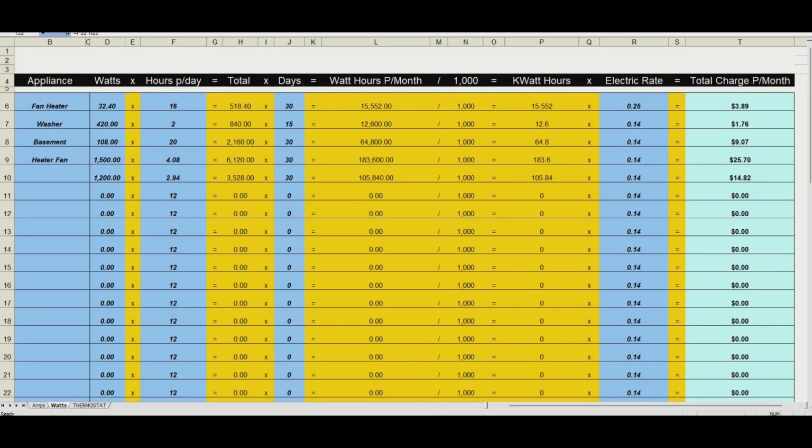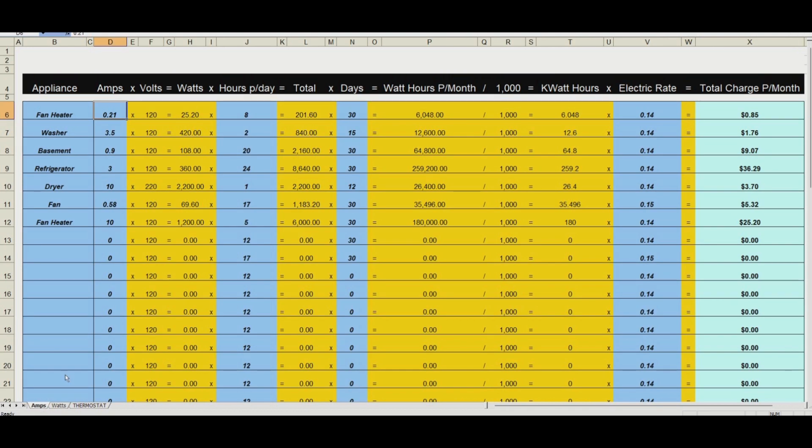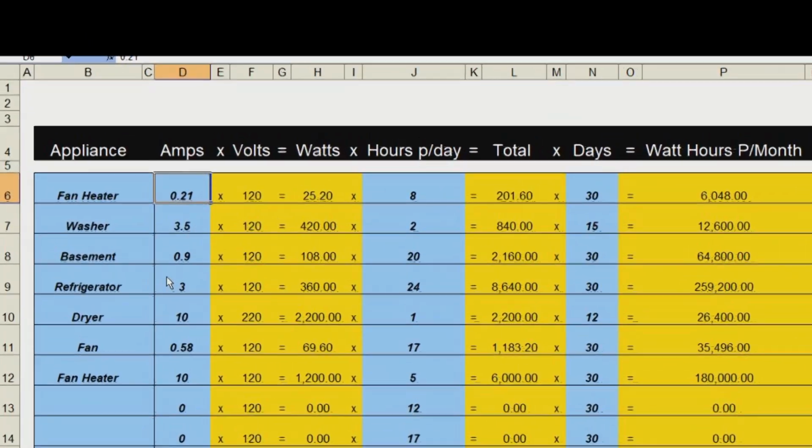So now that we have the amperage for each setting, let's use that information to figure out my cost per month on electricity. Keep in mind that I pay approximately 14 cents for every kilowatt hour that I use in electricity. So let's go ahead and figure this out. Let's change it from amps to watts. We're going to use this spreadsheet since we know what the amperage is.